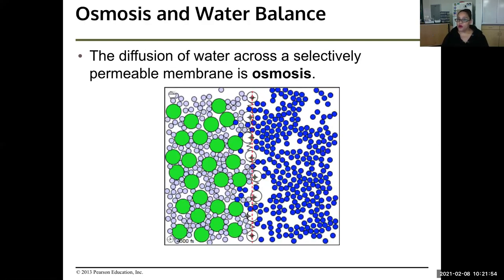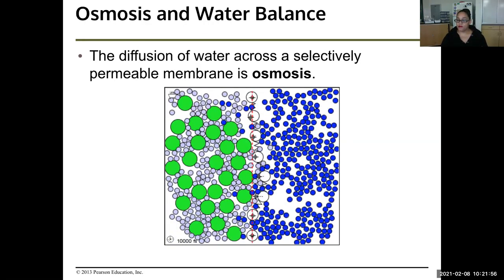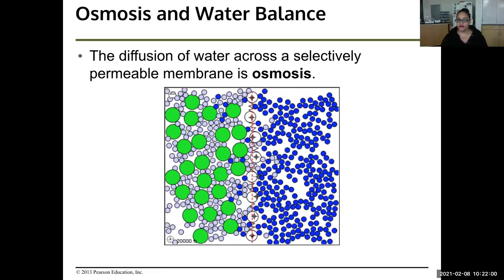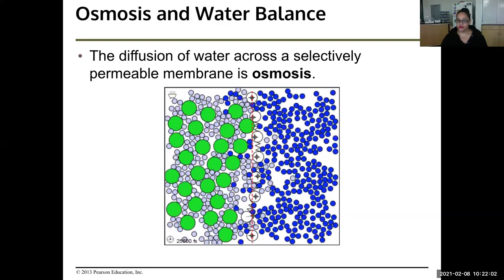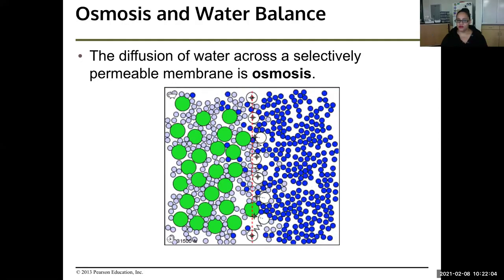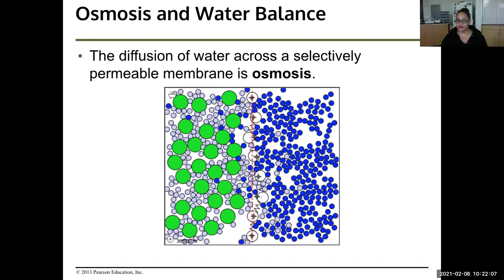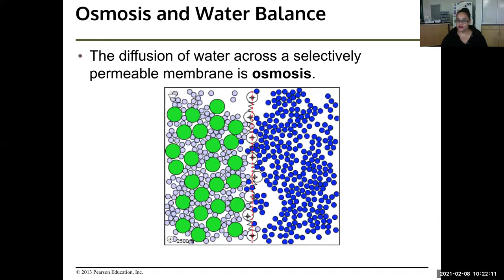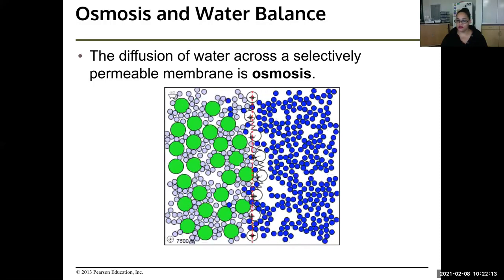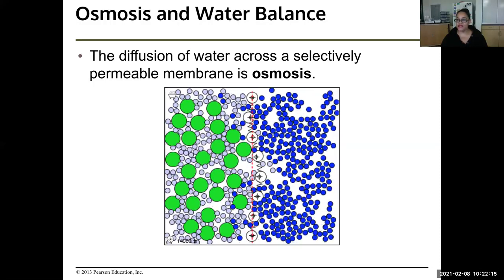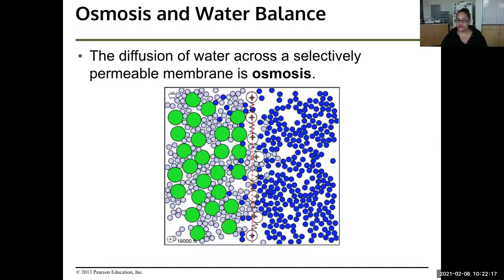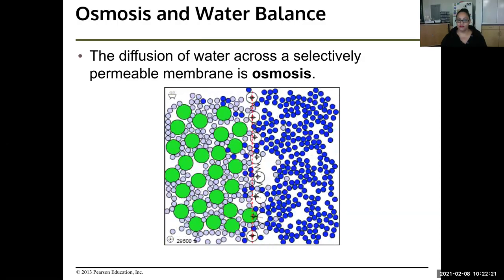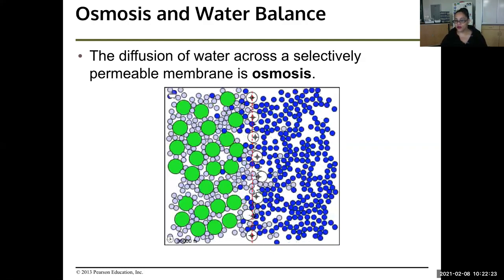Osmosis is the diffusion of water across a selectively permeable membrane. And you can see the blue molecules are water. The red line in the middle is some kind of membrane. And the water molecules want to spread out into the area that doesn't have any water. The water is moving down its concentration gradient, because it's spreading out into an area where there is no water.